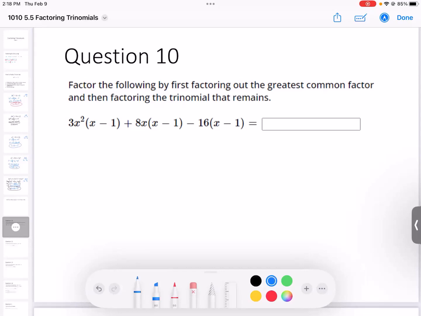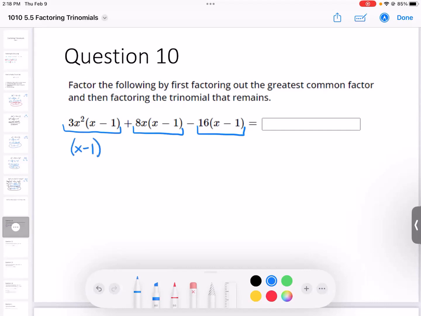Okay, so your question 10 may look a little bit different than mine, but I think all of them have the same basic structure. So when we look at this, we basically have three terms that are being added or subtracted together. And they're rather complicated terms because they have parentheses and all this stuff in them. But when we look at those three terms, what do they have in common? Yep, we have an x minus 1 in common.